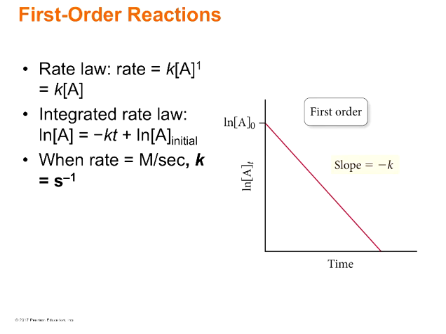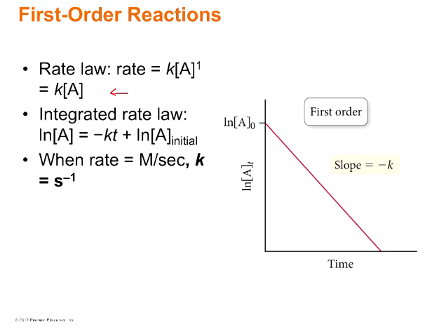Okay, so let's talk about first order reactions. Now, remember, for a first order reaction, the rate law tells us that the rate is equal to a rate constant times the concentration of A raised to the power of 1. So we can simplify that as just k times the concentration of A. Now, the integrated rate law tells us that the natural log of the concentration of A is equal to the negative of the rate constant times time plus the natural log of the initial concentration of A.